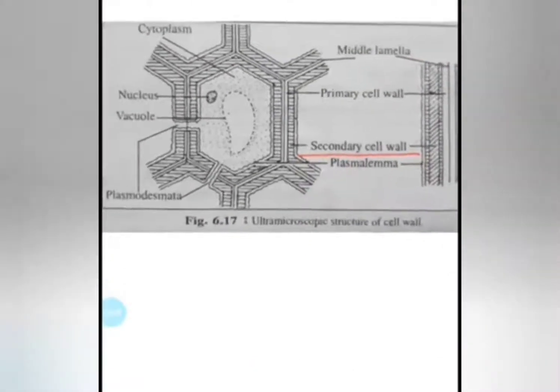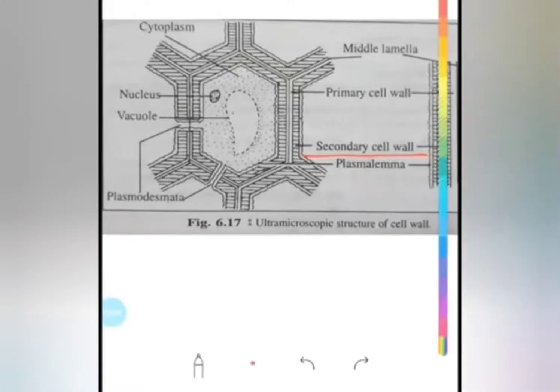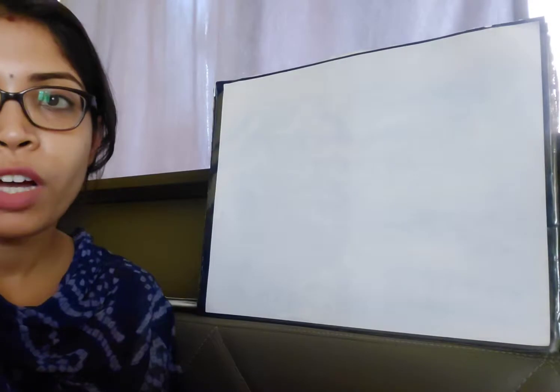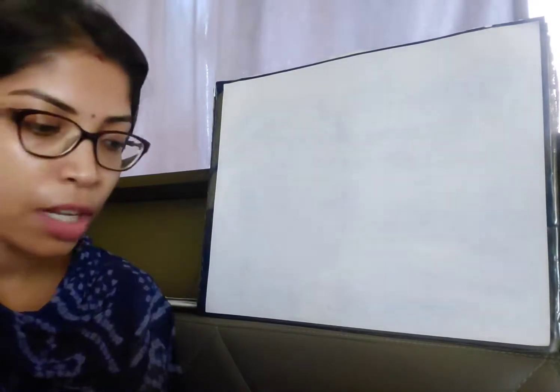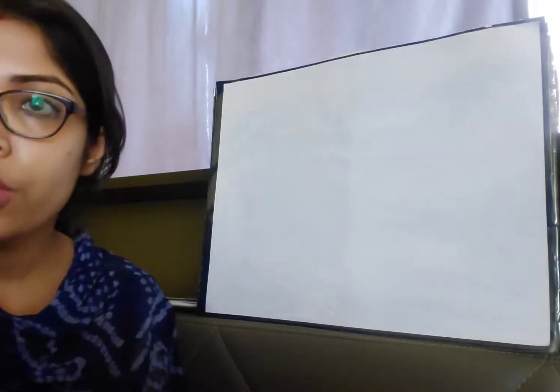So you have to practice this diagram from your book for questions where you have to describe the ultrastructure of the cell wall along with the diagram. This question and this topic are quite important. I hope you have understood the structure of the cell wall. Now let's move on to the functions of the cell wall.